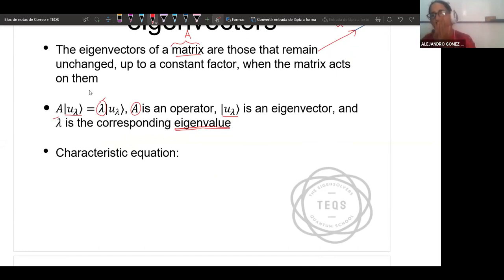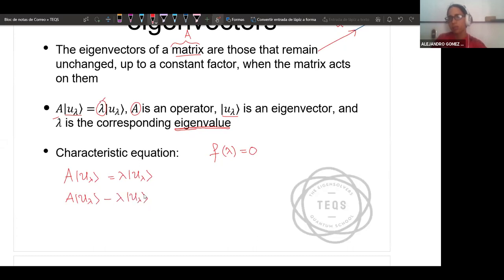So for that, we need the characteristic equation. So we need a function of lambda, something like this. So the roots or the solution of that function are gonna give us the eigenvalues. Okay, so let's find that equation. We can start from the definition, A U lambda equals lambda U lambda. And then we can rewrite it like this, A U lambda minus lambda U lambda. And we'll write an additional term, minus lambda identity times U lambda.